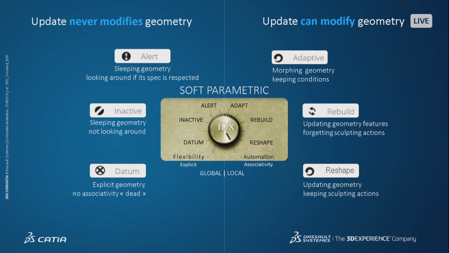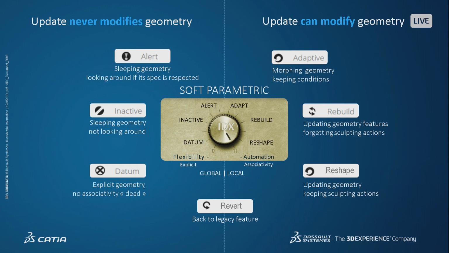And reshape is the last mode. Reshape means you keep everything. So I do a fillet, I sculpt the fillet, I tune the highlight myself, then the radius of the fillet needs to change or the surface is moving. If I press update, I recompute the fillet and I keep all the modification I have been performing on top. So again, when you are familiar with what we call soft parametric, reshape is the mode to go, I would say by default, when you are able to do it.